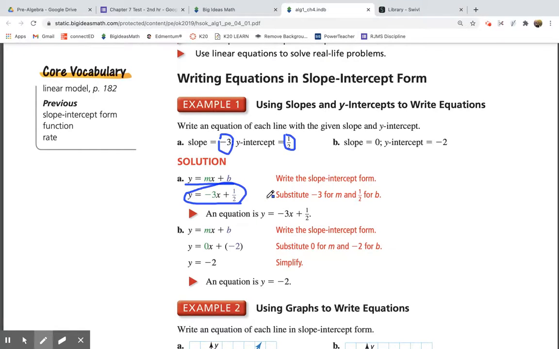So on the second example, a slope of 0, y-intercept of -2. So again, if I plug 0 in for m, well, 0 times x is 0. It cancels. And then this one, it's plus -2, which becomes -2. So this one came out to y equals -2 because the other stuff canceled.